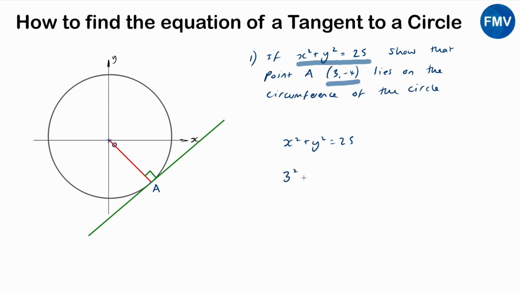So we're going to have 3 squared plus minus 4 squared. So that gives us 9. Plus minus 4 squared is 16, so that gives us 16. Add those two together, we do indeed get 25.